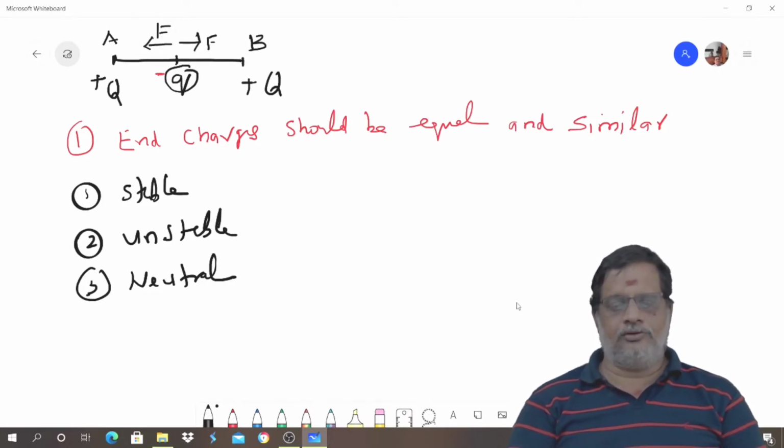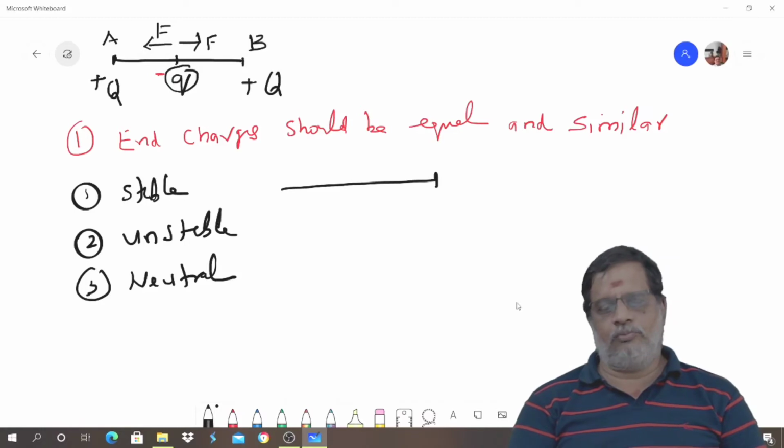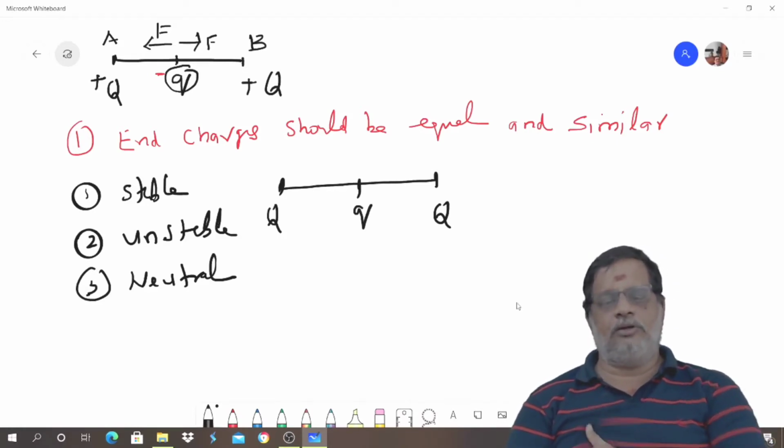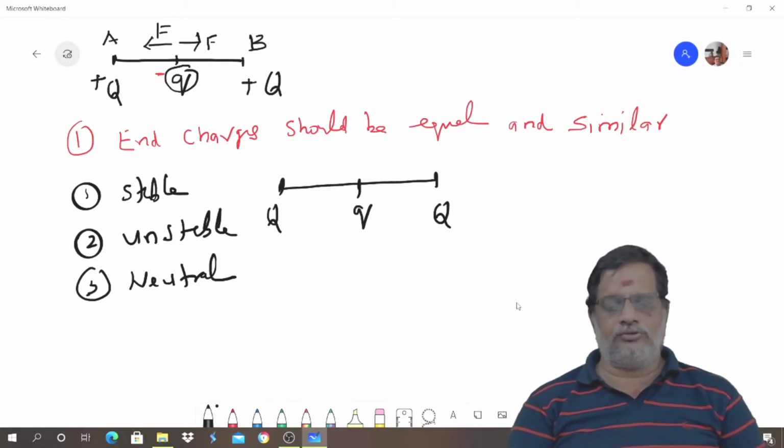So let us start with the two positive charges here and another positive charge placed at the midpoint of the line joining the two. We have seen that the middle charge will be in equilibrium whatever be its nature, provided the end charges are equal and similar. These two charges placed at A and B are equal and similar, so the middle charge placed at C will be in equilibrium. Now in order to check the type of equilibrium possessed by this charge, whether it is stable or unstable, we have to displace this charge slightly from the present equilibrium position.